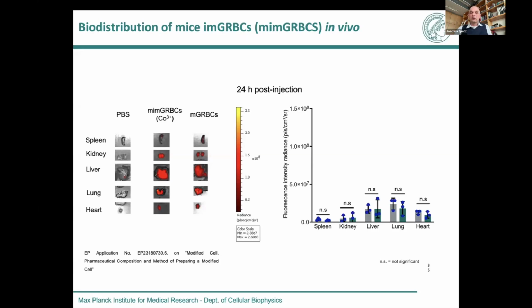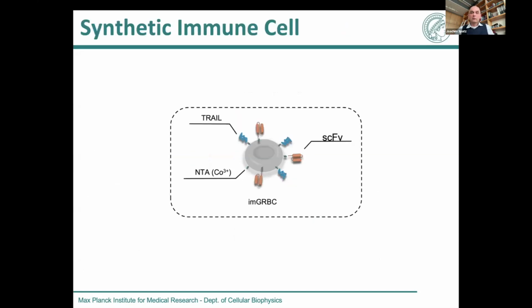These killing experiments in mice we are just currently doing. To summarize this, we take the red blood cells, we make them empty, we functionalize via the cobalt 3+ chemistry ligands of interest.